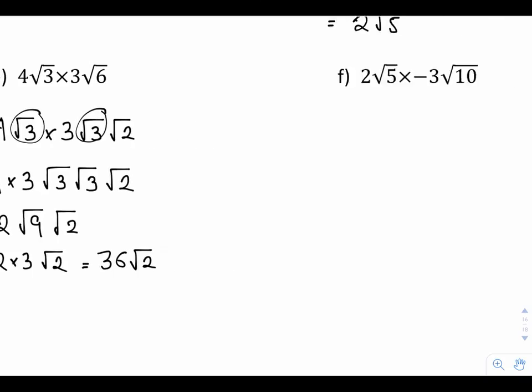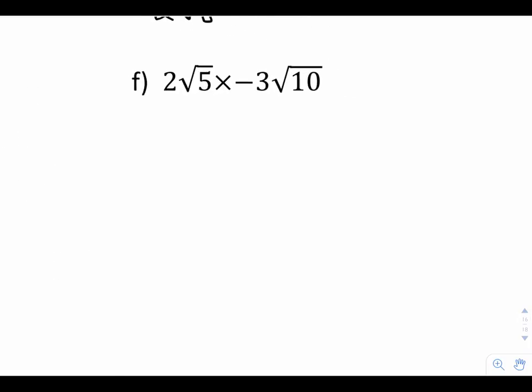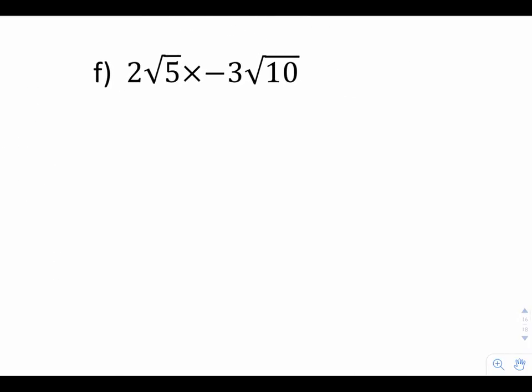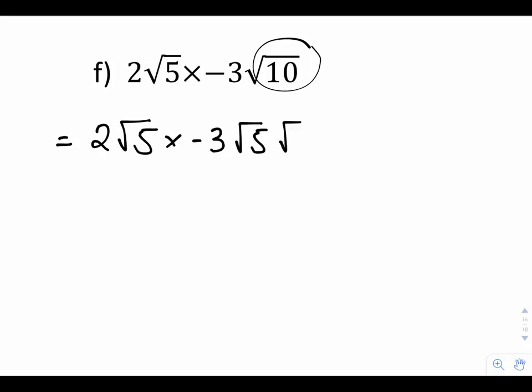And finally, for our last one, F, same idea. I'm going to decompose this 10. I know that 10 has a factor of 5, which, lo and behold, is the same as this one here. So I have 2 root 5 times negative 3, root 5, root 2. Again, 5 and 2 are the two numbers that give me 10.